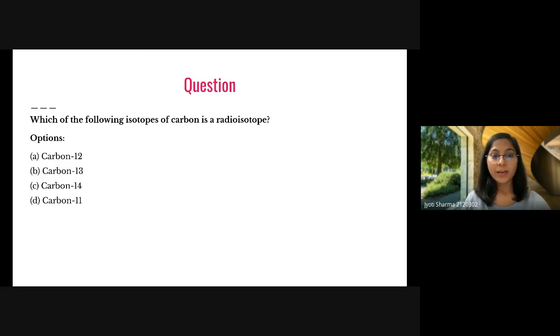Okay, so we have four isotopes of carbon, and you have to tell me which one is the radioisotope of carbon. So we have carbon 12, 13, 14, and 11.